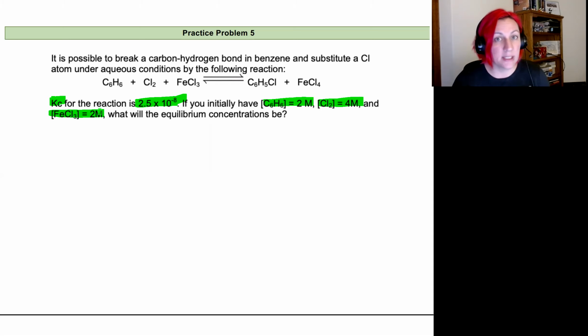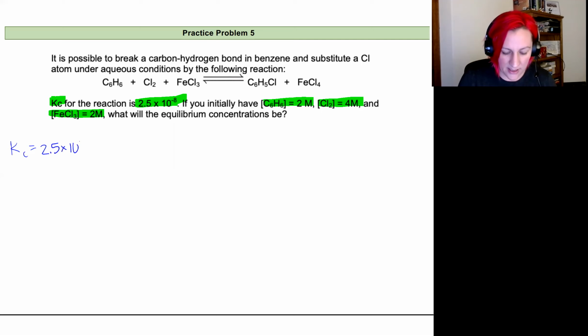So I'm going to go through my same steps I've been doing. I'm going to figure out what my equilibrium expression looks like, create an ICE table, and substitute those equilibrium concentrations in terms of X into that equilibrium constant expression and see where I end up. So let's get started. All right, let's start with this K value. So Kc is equal to 2.5 times 10 to the negative eighth.